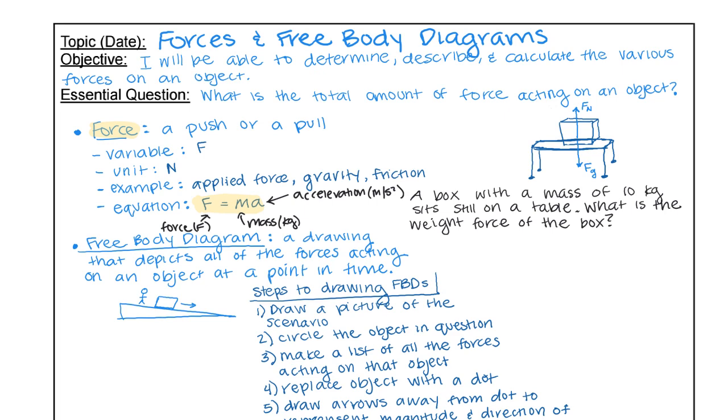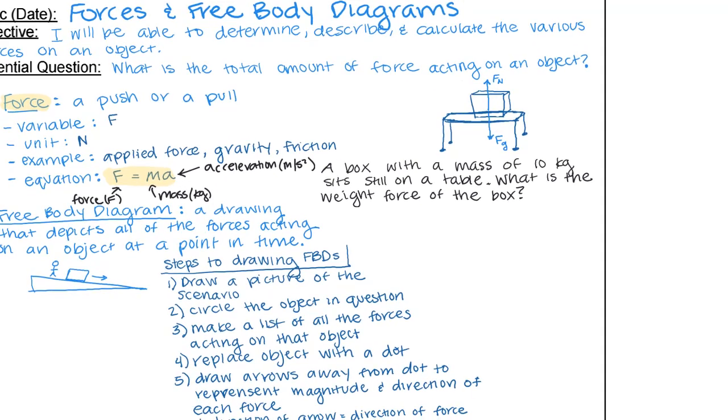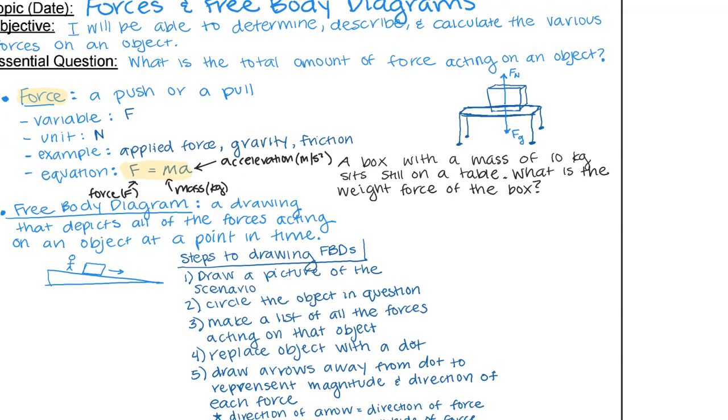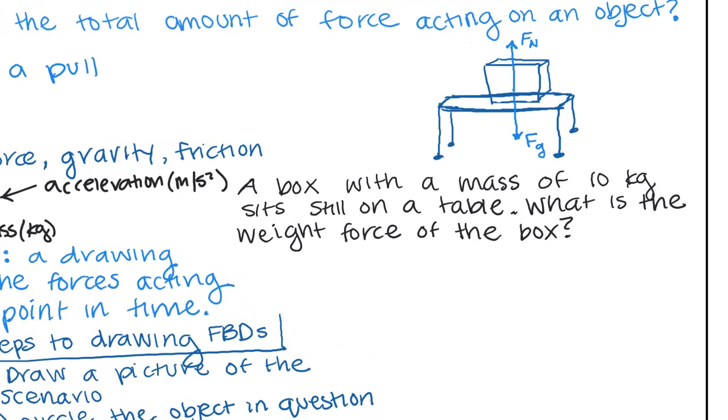All right, so if we're using this equation, let's work out this example here. A box with a mass of 10 kilograms sits still on a table. What is the weight force of the box? We're going to follow our 5 steps to solving a physics word problem here. And I'm going to zoom in a little bit so we can see this example a little bit better.